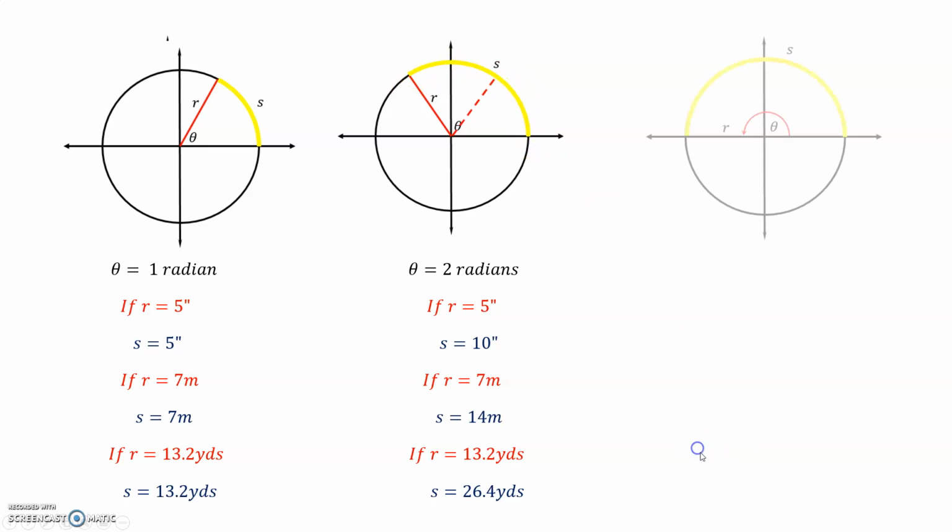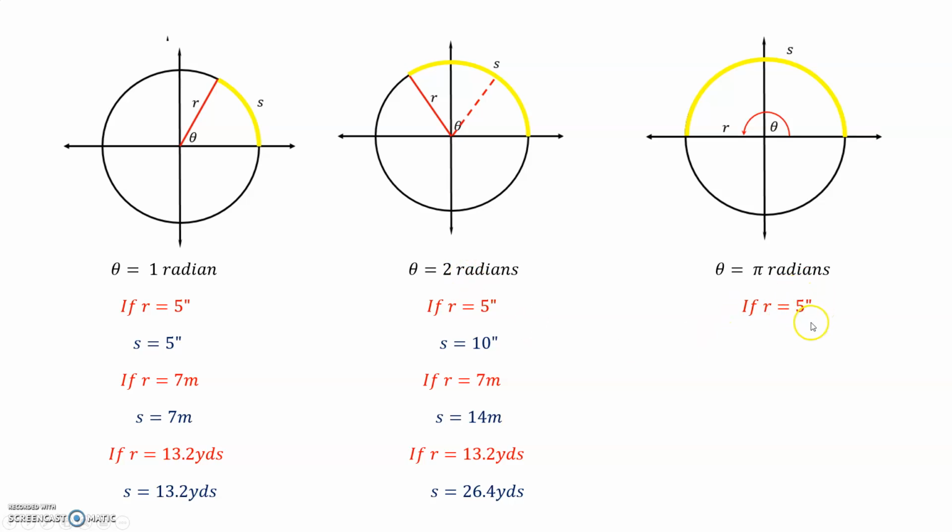Last one. Let's say here now theta is actually pi radians. Because if you recall, all the way around is exactly 2 pi radians. So therefore, halfway around is pi radians. So we'll follow the same pattern. If the radius was 5 inches, here it was 10 inches because 5 inches for the radius times 2 radians.